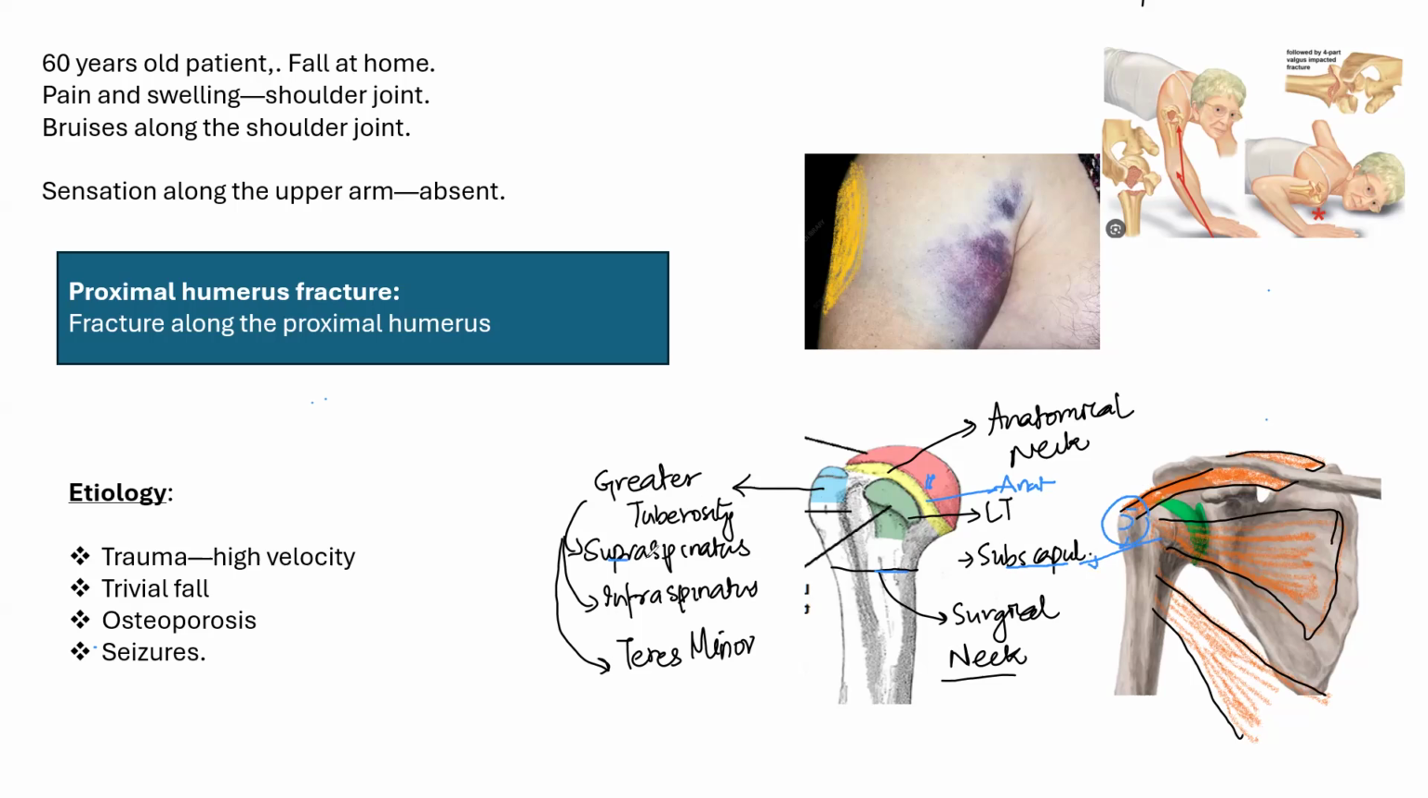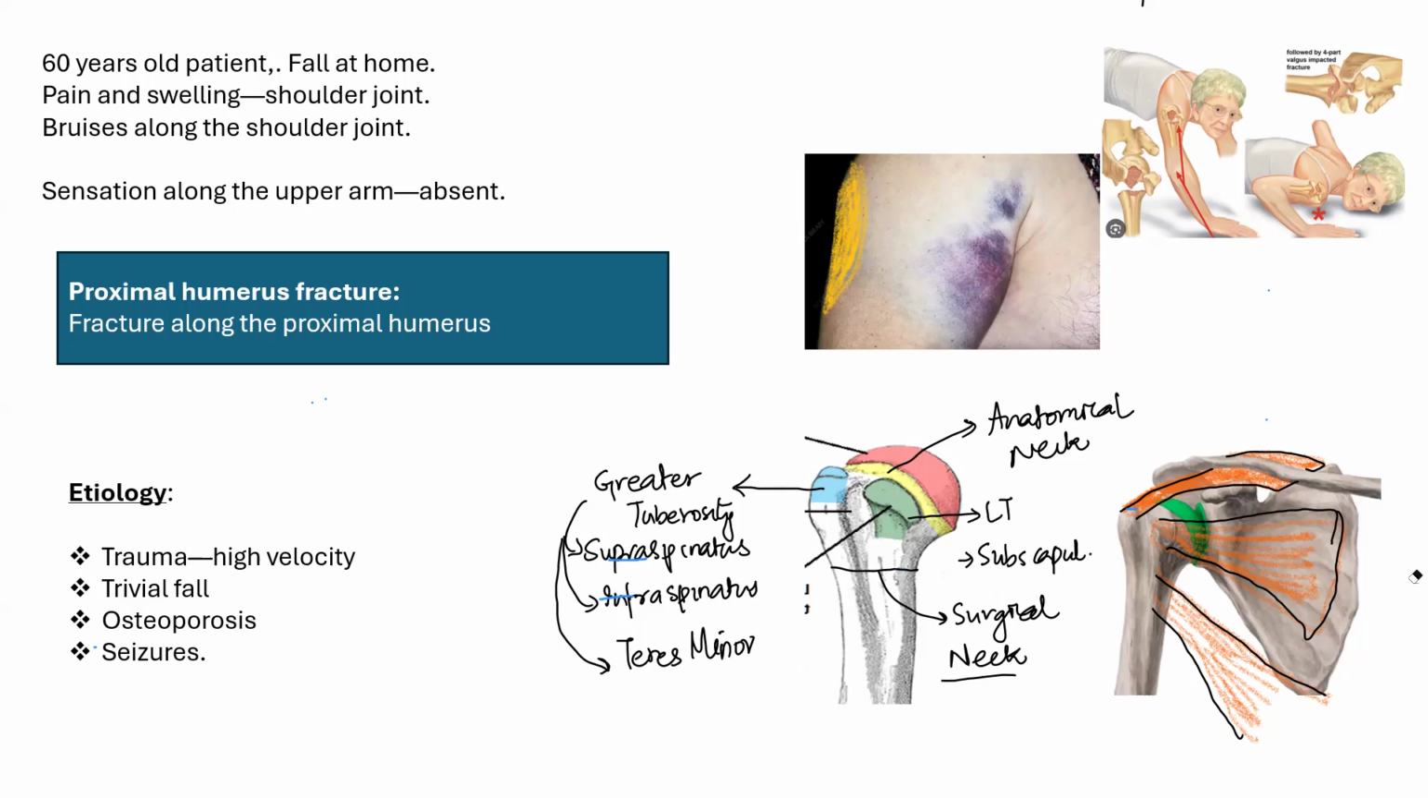Greater tuberosity: supraspinatus, infraspinatus, and teres minor. So out of the anatomy, what are the things you need to remember? There is a surgical neck. There is what is called the anatomical neck. The attachment on the greater tuberosity is supraspinatus, infraspinatus, and teres minor. On the lesser tuberosity, we have the subscapularis insertion.